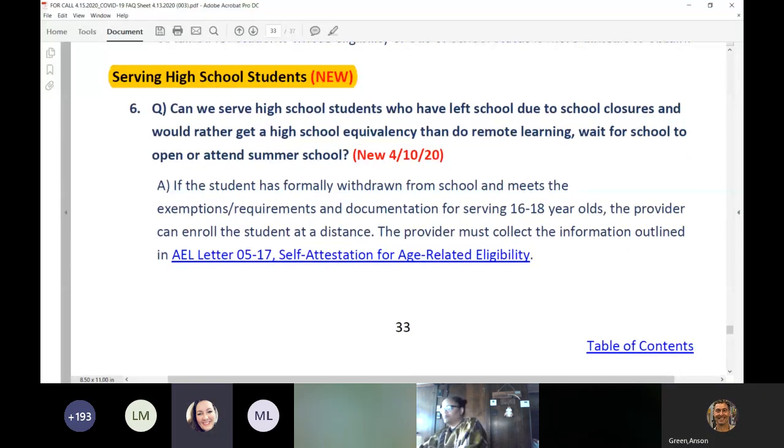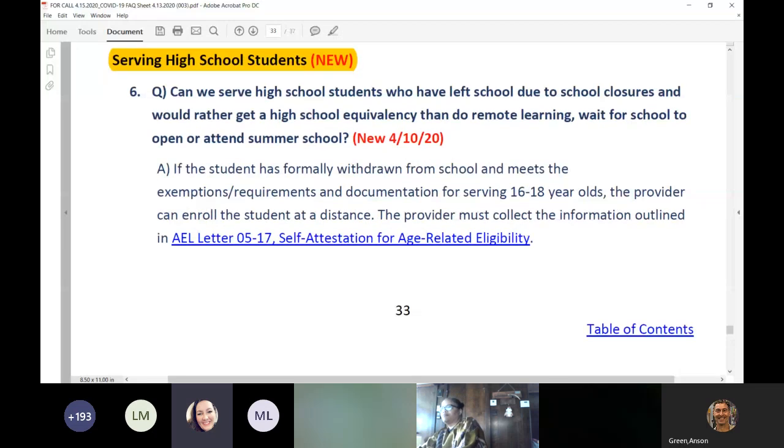So, serving high school students, we've got this question here. Obviously, we have a lot of high school students who, during this time, are thinking, man, maybe I just won't go back. I have one of those teenagers who thinks he knows everything.